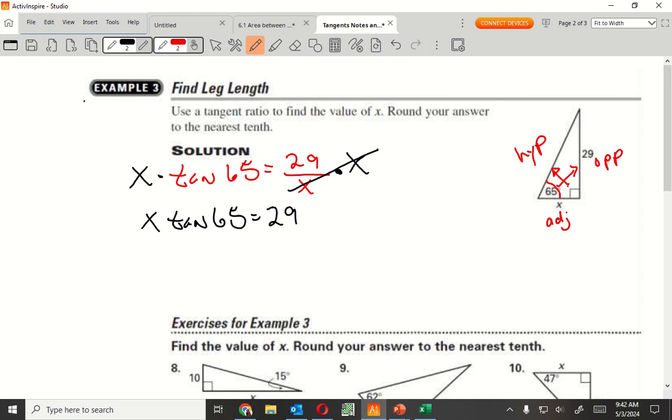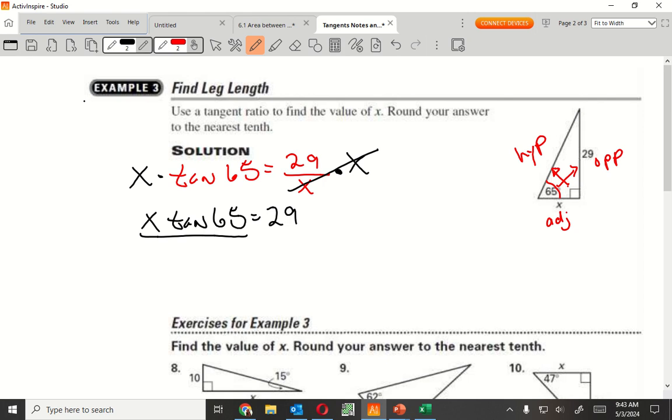We need to try and get the x by itself. So what is the tangent 65 doing to my x? What did I say that's doing? What's that dot mean? Multiply, right? How do I undo a multiplication? Division. So I'm going to divide both sides because I want to get rid of this tan 65.